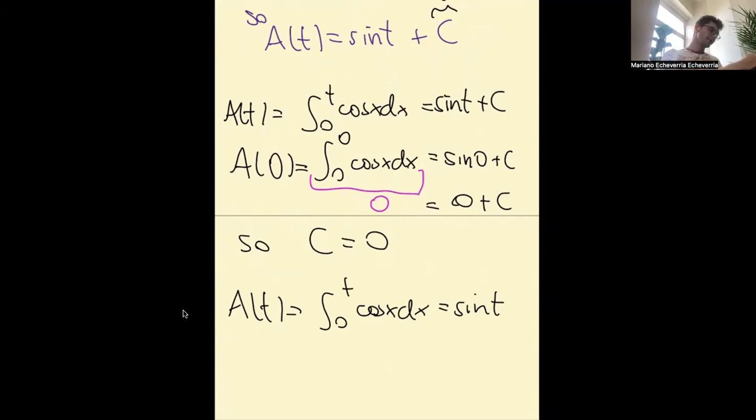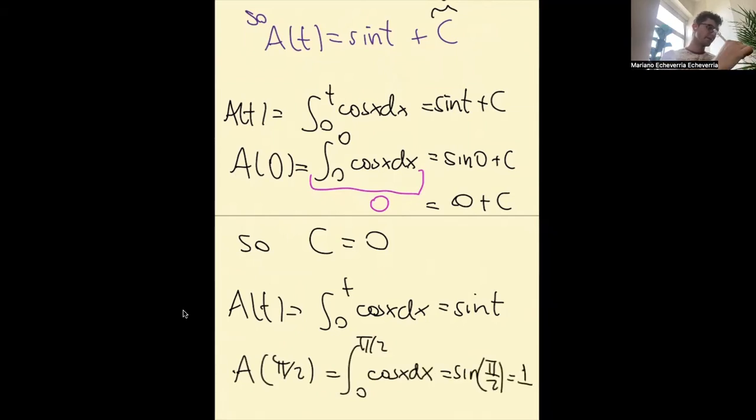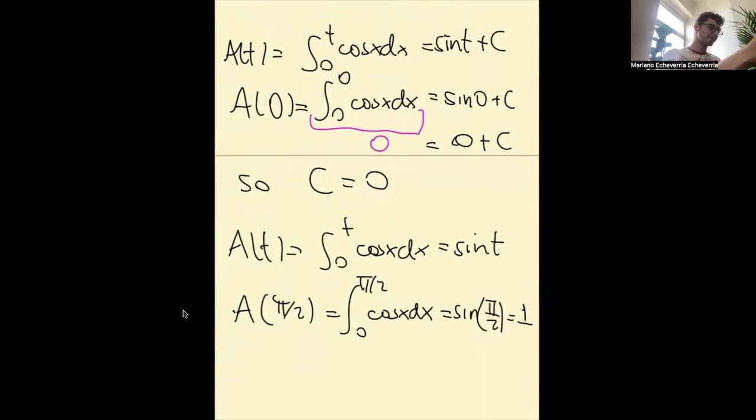So what if you plug in A of pi over 2? That would be the integral from 0 to pi over 2 of cosine of x dx. So that would be the sine of pi over 2. And what is the sine of pi over 2? That's 1. So that means that the area that we were after, the original area, is just 1.